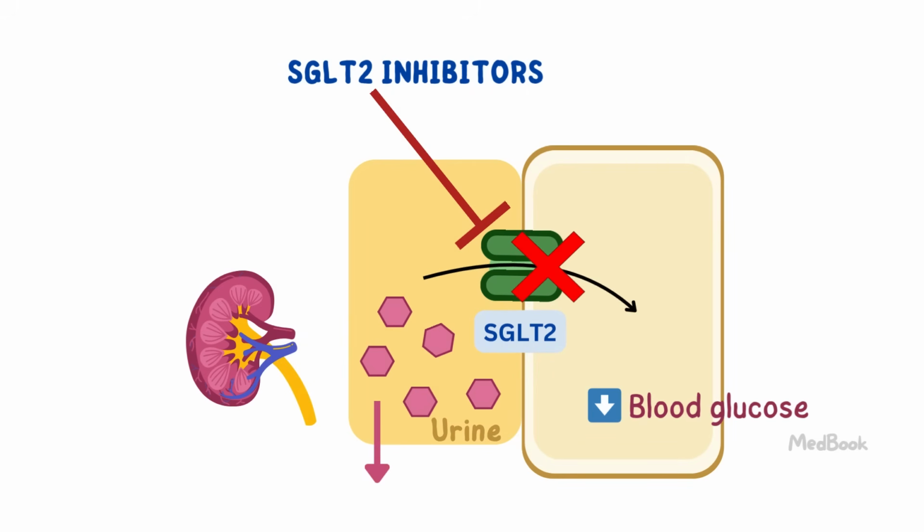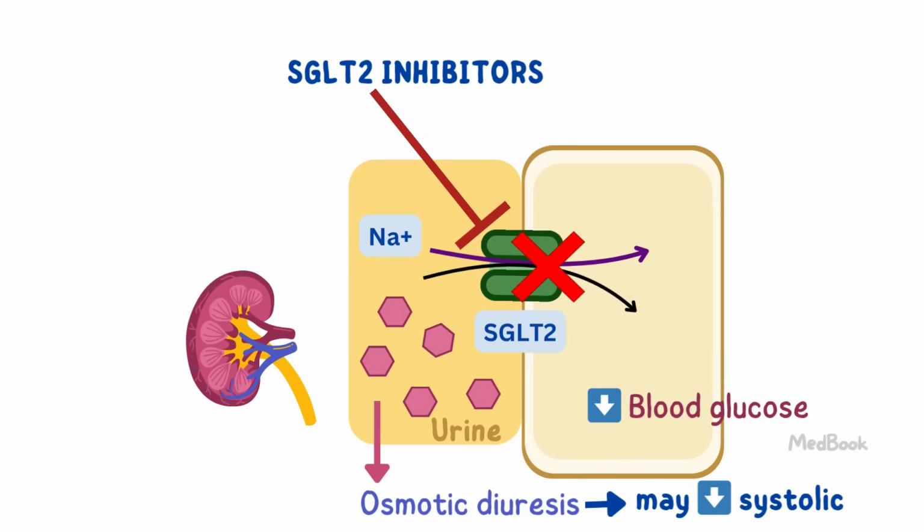Inhibition of SGLT2 also decreases reabsorption of sodium and causes osmotic diuresis. Therefore, SGLT2 inhibitors may reduce systolic blood pressure. However, they are not indicated for the treatment of hypertension.